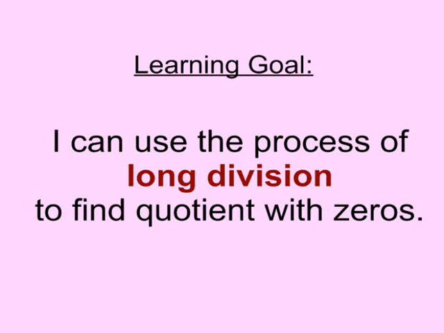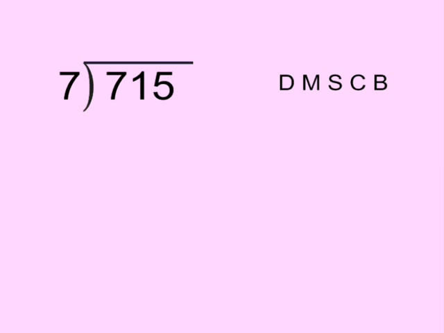Our learning goal for today is I can use the process of long division to find quotients with zeros. If I divide 715 divided by 7, I still need to use my checklist. Let's start our division process.